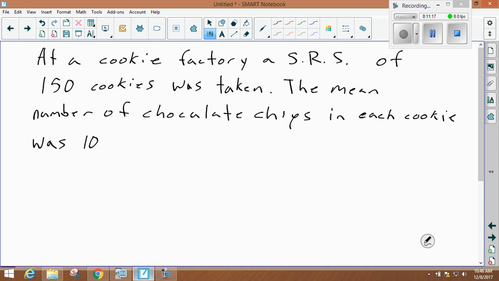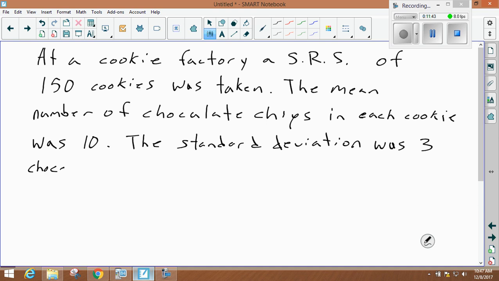All right. The standard deviation was 3 chocolate chips, right? So give or take 3 chocolate chips. I keep saying cookies. Chocolate chips. All right.